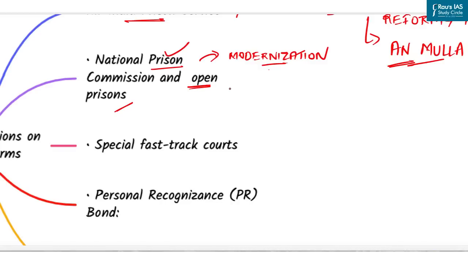So here, I think you should understand what open prisons are. Open prisons have relatively less stringent rules as compared to controlled jails. So in open prisons, the fundamental rule is that there is minimal security.